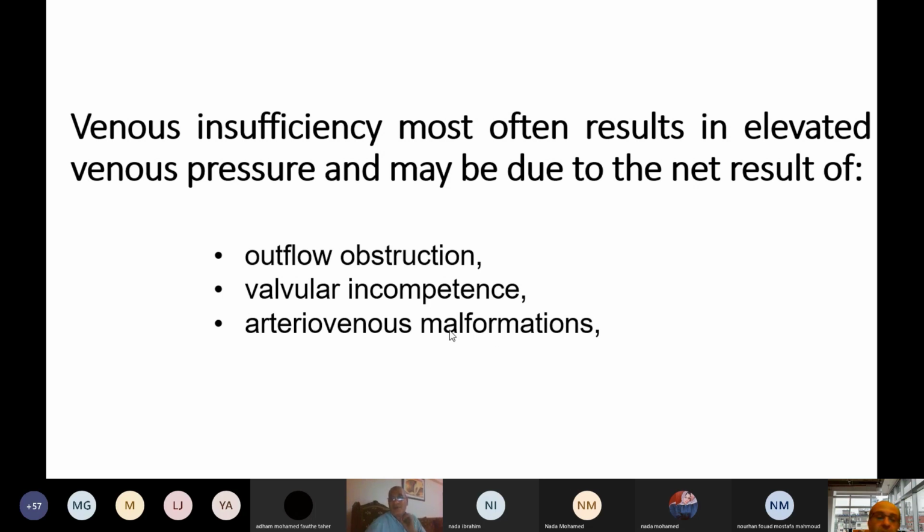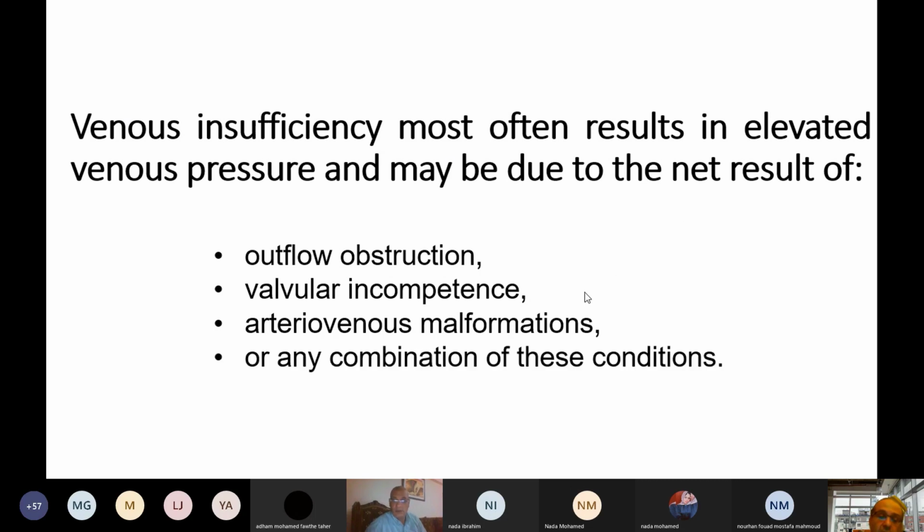There is a communication between artery and vein due to different causes. This communication will cause an increased pressure in the venous system and hence the venous insufficiency of the patient, or we may have a combination of these three causes.